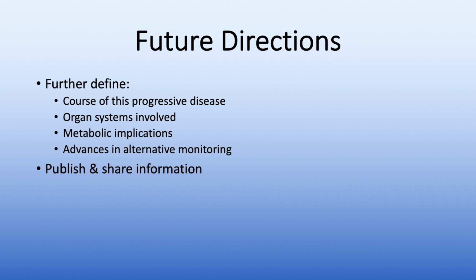So in the future, we need more definition about the course of the disease as it progresses. It would be great to have a better idea of how often certain complications occur and what their prevalence is, what other organ systems may be involved, or how the disease progresses with other organ systems. And I say other organ systems just because it includes everything besides the airway that we're interested in. The metabolism could be varied too, depending on the effects of the disease on the kidneys and the liver. And then, of course, advances in alternative monitoring and new machines and gizmos that help us with anesthesia. Ultimately, we need to publish and share information so that people are more aware of this disease, and especially for anesthesiologists.